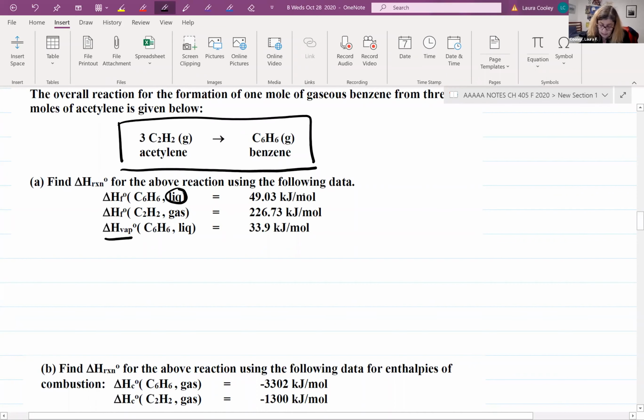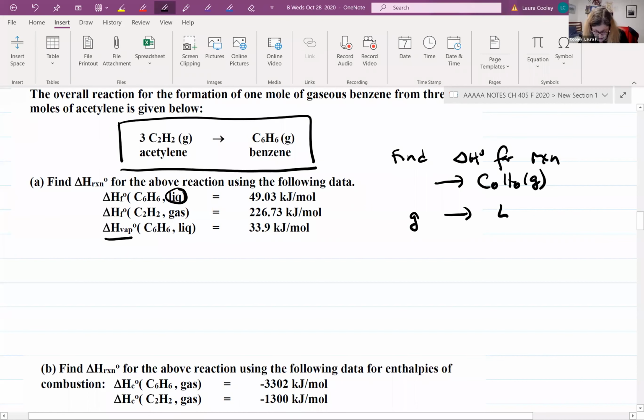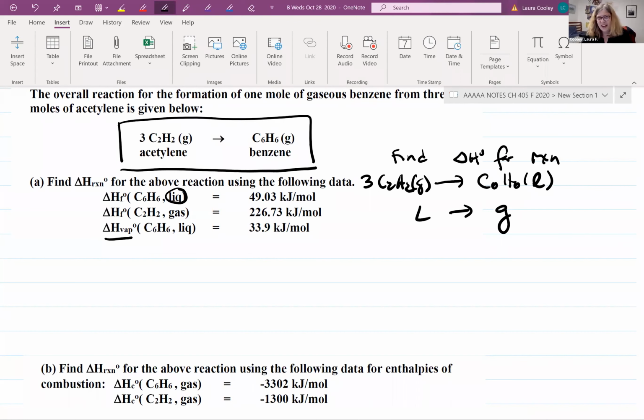So I would probably recommend that you find the delta H for the reaction to produce gaseous benzene. And then you go from gas to liquid, okay, using the heat of vaporization. Wait a minute. No, you want this reaction. So, right, no, that's the opposite. You'd form the liquid. And then you go from liquid to gas. Yeah, sorry. Okay. Yeah, so you do have to have your head screwed on right to do this.